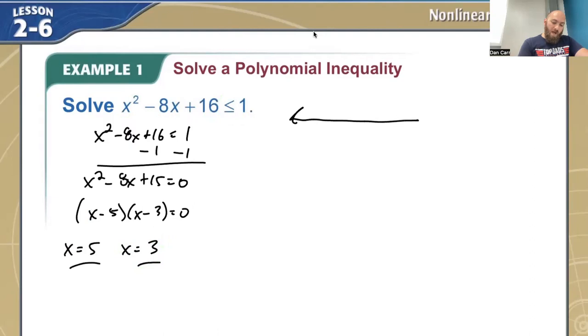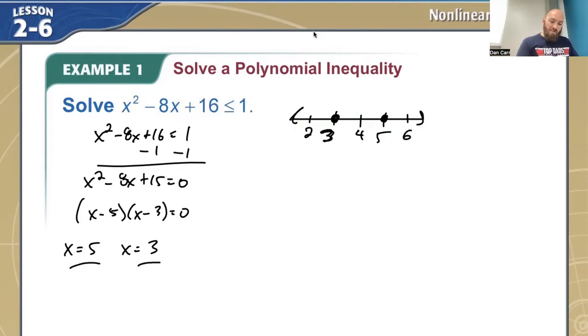So think about it this way. My possible x values I can represent on a number line. I'm going to put 3 here and 5 here. Both 3 and 5 work for this inequality, because if I plug them in, I should get 1 here. So I'm going to put closed circles on here. Now I need to double check which other values will work. I want to go to 3 different areas here: below the lowest zero, in the middle of the 2 zeros, and above the highest zero. So I'm going to pick 2, 4, and 6. We're going to see what happens when we plug those in.